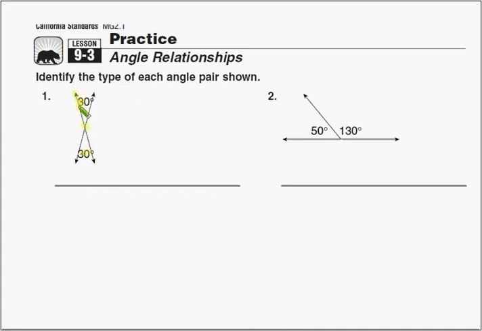This angle's made by going like this, and this angle's made by going like this. So these are vertical angles.